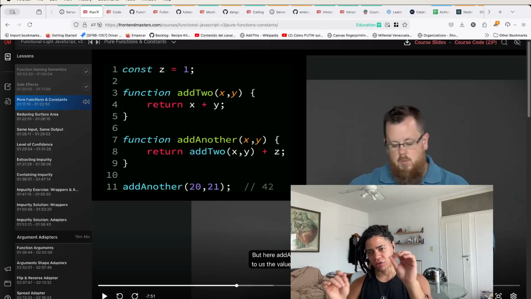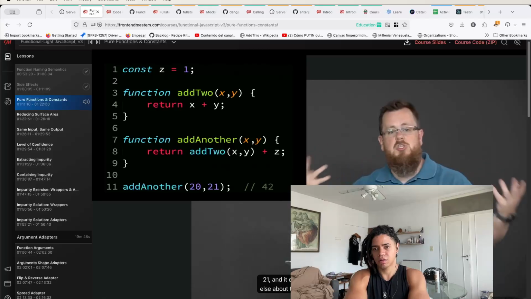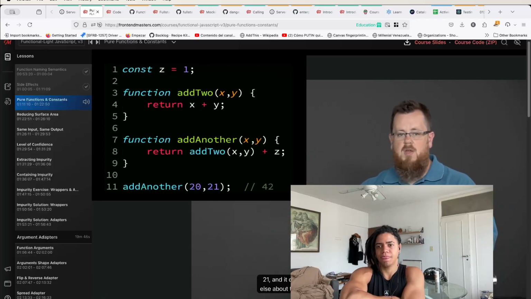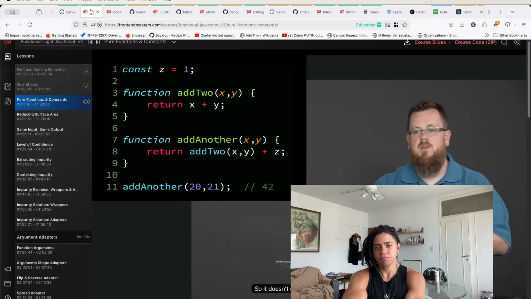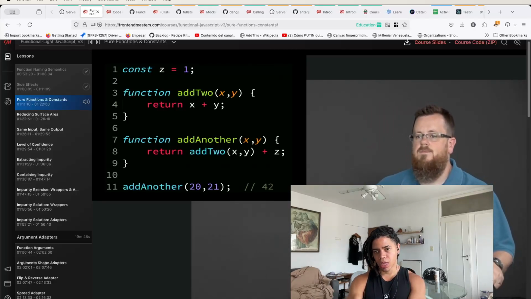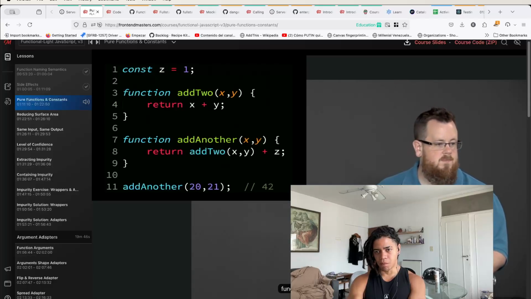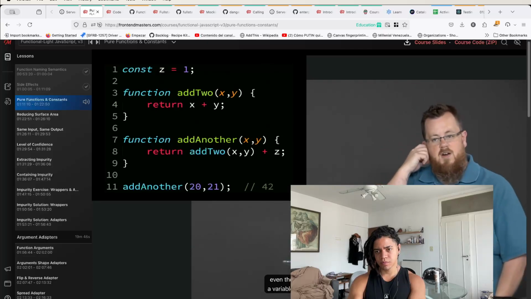So the relationship here between the input and the computed output remains consistent. We pass in 20 and 21, and it doesn't change anything else about the state of the program. So it doesn't cause any side effects, and it doesn't use any side effects other than this constant. And I would submit to you that it is therefore still consistent with functionalism. That line 11 still counts as a pure function call, even though we're accessing a variable outside of ourselves.